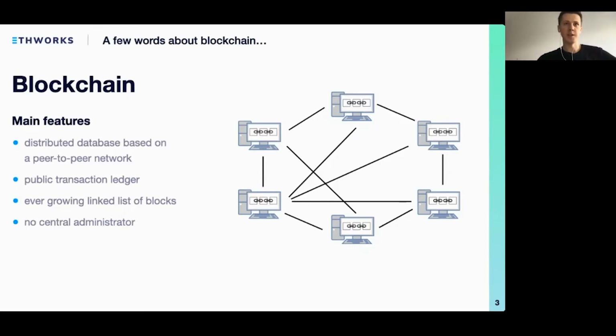What else can we say about blockchain? Blockchain is a public transaction ledger. It means that it records transactions just like any other database. The data structure that is created inside the blockchain is a linked list of blocks. That's where the name comes from. We call it a chain because this list is immutable, which means that you cannot change data that was added in the past. And obviously, there's no central administrator because it's decentralized.